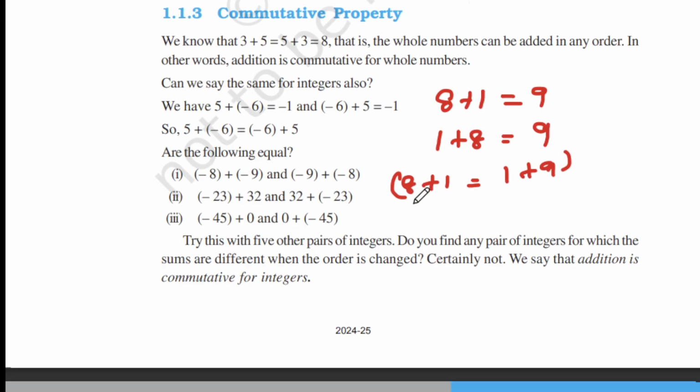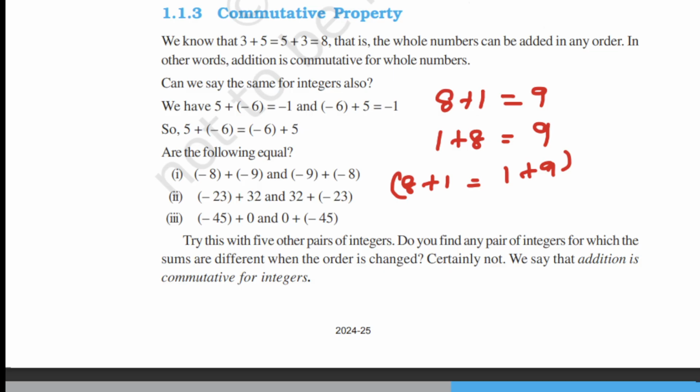Okay, so that is the thing they are telling. In other words, addition is commutative for whole numbers. Can we say the same for integers also? For example, 5 plus minus 6 is equal to minus 1, and minus 6 plus 5 is equal to minus 1. Yes, it is the same. So 5 plus minus 6 is equal to minus 6 plus 5.